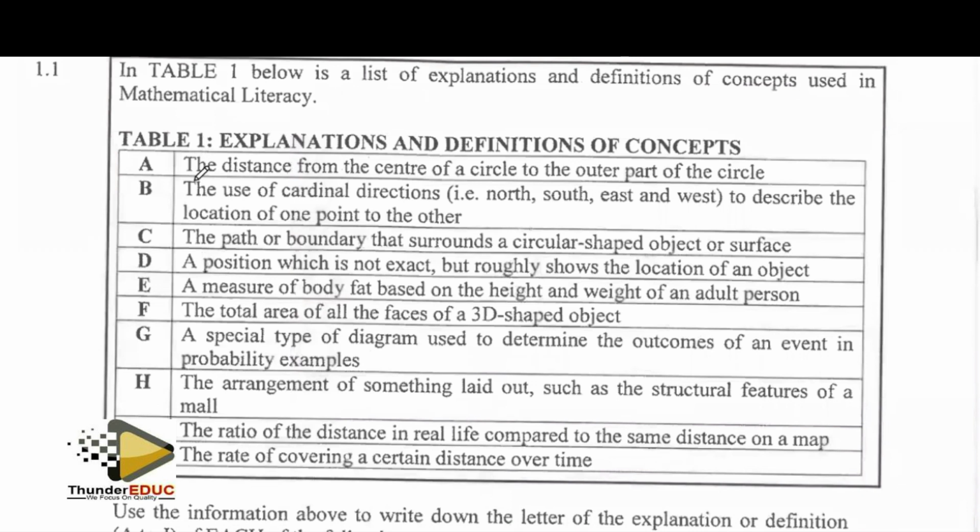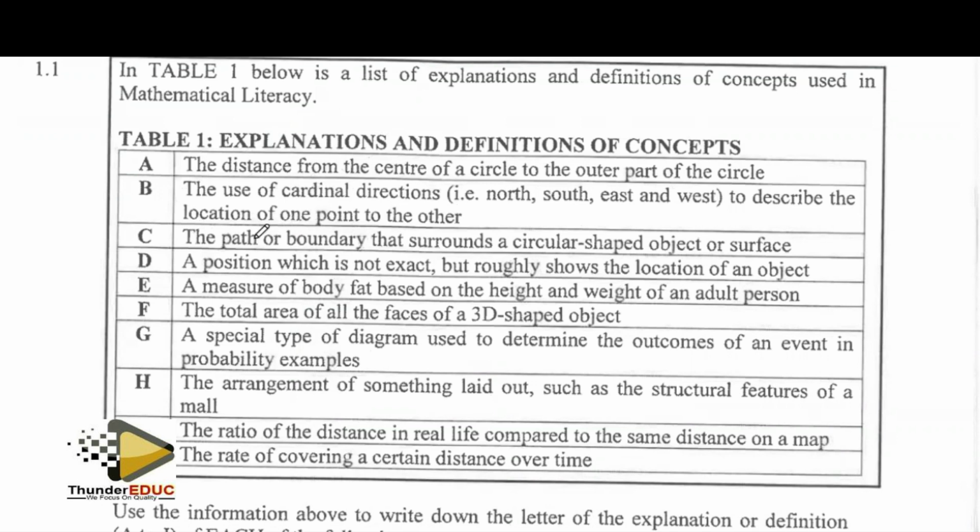In Table 1 below is a list of explanations and definitions of concepts used in mathematical literacy. Table 1: explanations and definitions of concepts. A, the distance from the center of a circle to the outer part of the circle. B, the usage of cardinal direction, i.e. north, south, east, west, to describe the location of one point to another.